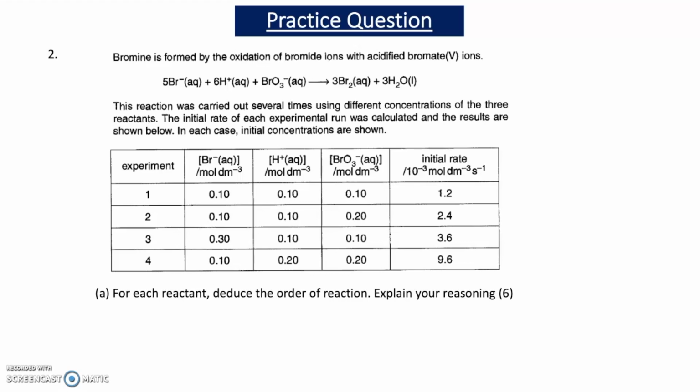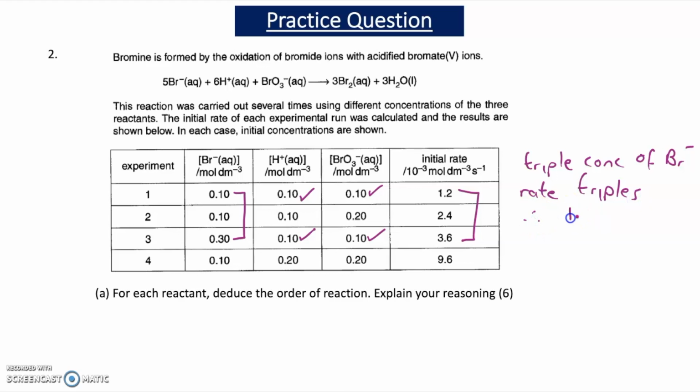So this second practice question is all about the oxidation of bromide ions by acidified bromate(V) ions. And it's asking you to work out the order of each reactant here. So I'm looking to change the concentration of Br- and keep the H+ and BrO3- the same. So that's why I would look at experiments 1 and 3 here. And I find that when I triple the concentration of bromide ions, the rate triples. Now that's just the same as doubling the concentration and the rate doubling. So that is a first order relationship here. So it's first order with respect to the bromide ion.